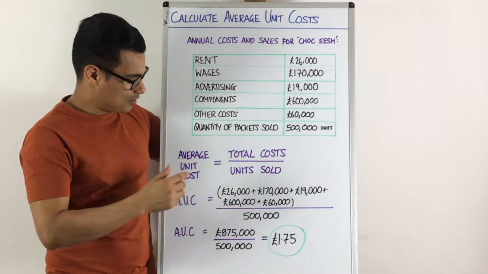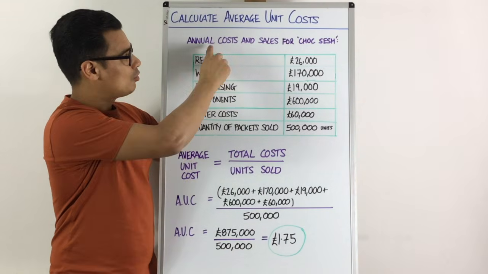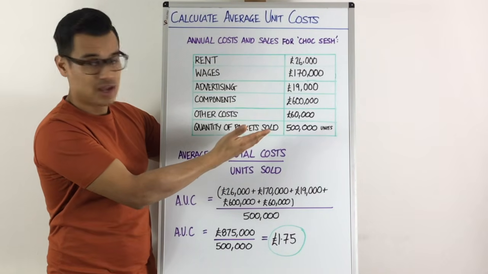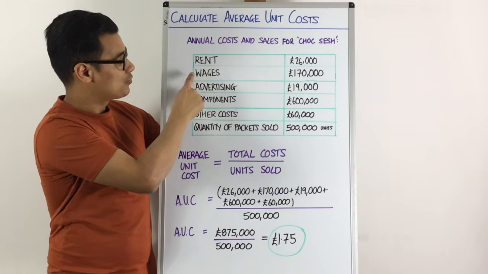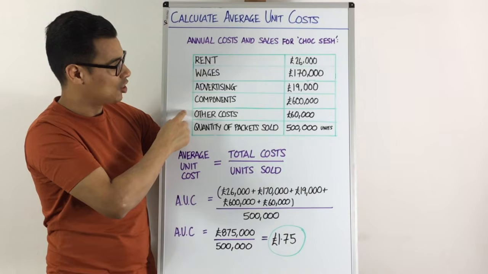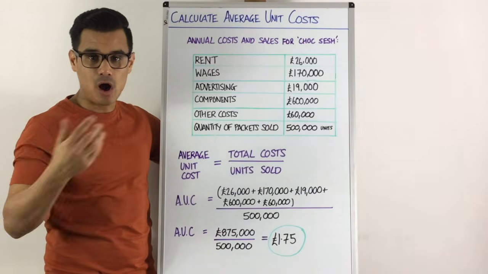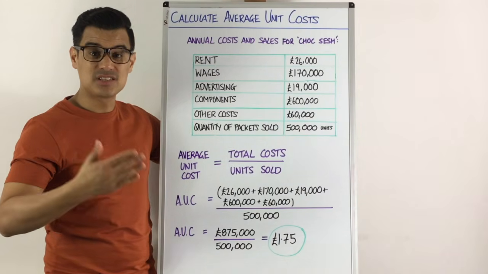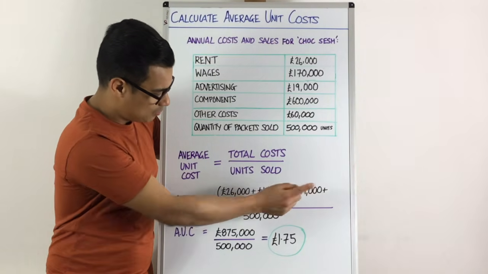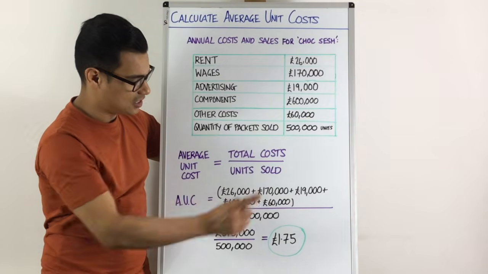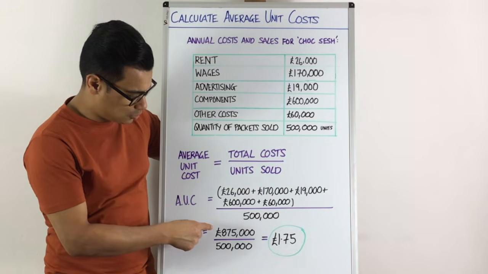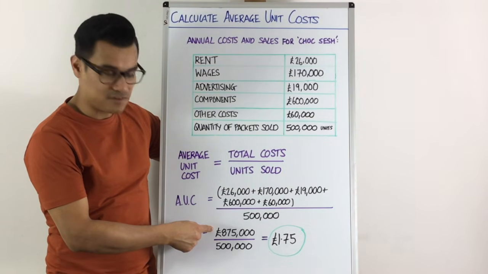So, how would you apply that information? Well, firstly, you need to add up all the costs to get the total costs. The costs in this question are the rent, the wages, advertising, components or raw materials, and other costs. All of these are costs. So to get total costs, simply add them all up. If we've done it here, 26 plus 170 plus 19 plus 600 plus £60,000 in all of those cases. Add that up, and that comes to £875,000.